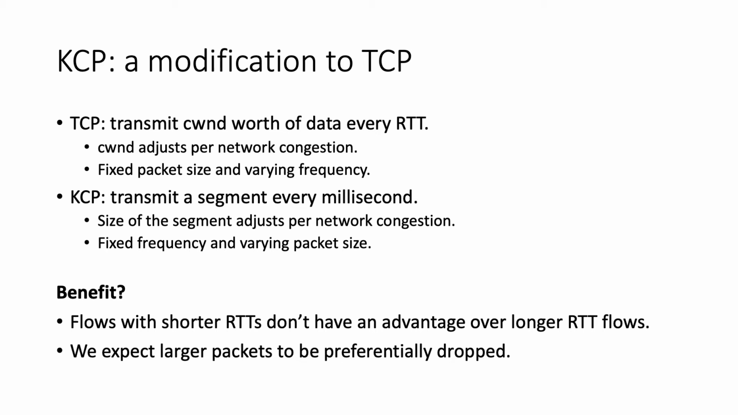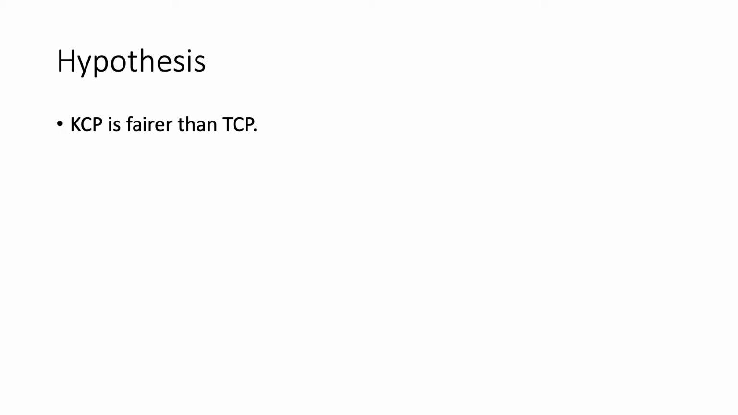What is the benefit of such a modification? Well, it seems that now flows with shorter RTTs don't have a significant advantage over longer RTT flows. We can now expect packets that are larger to be preferentially dropped instead of random drops for any TCP flow. So our hypothesis in this project is that KCP is fairer than TCP.